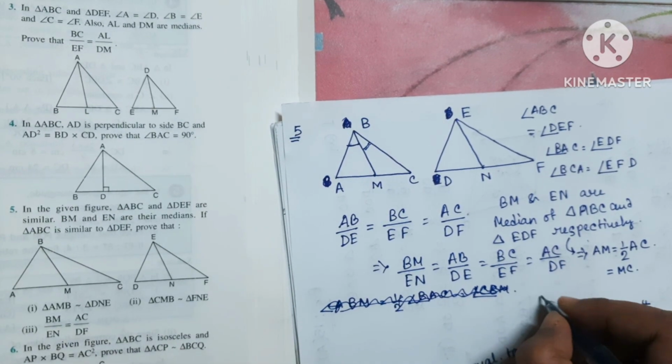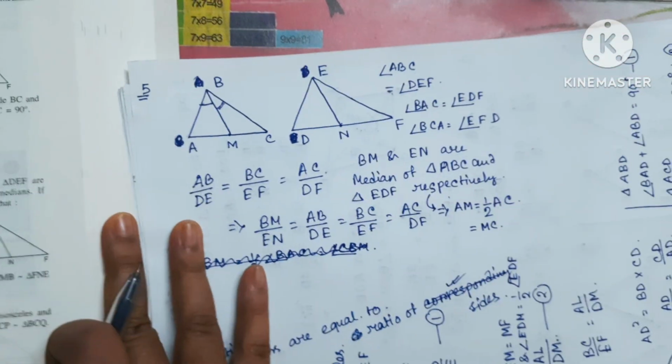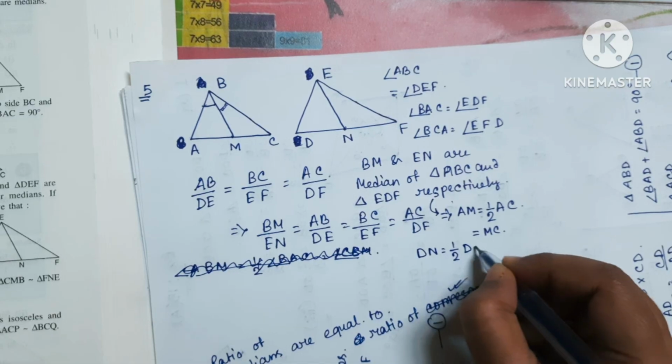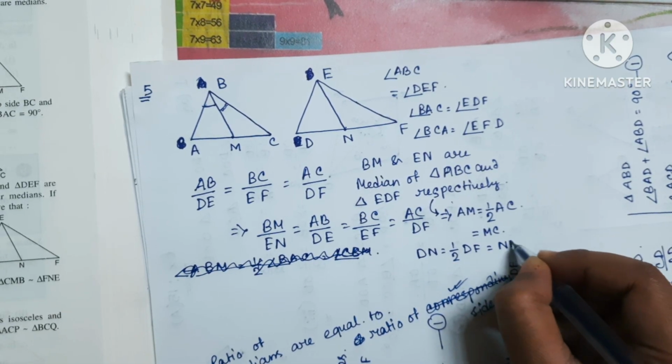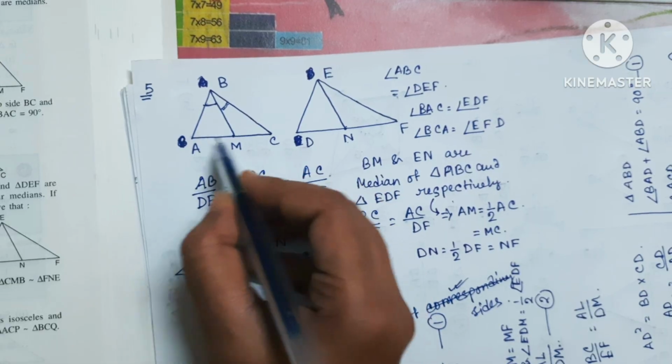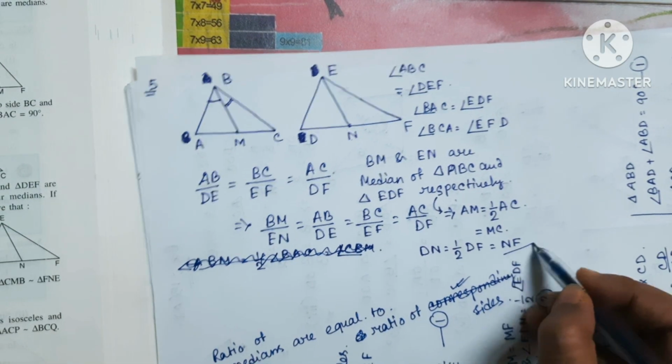And similarly, in the case of this triangle, DN is equal to half of DF, which is equal to NF. N is the midpoint of DF and M is the midpoint of AC. Clear? That much clear?